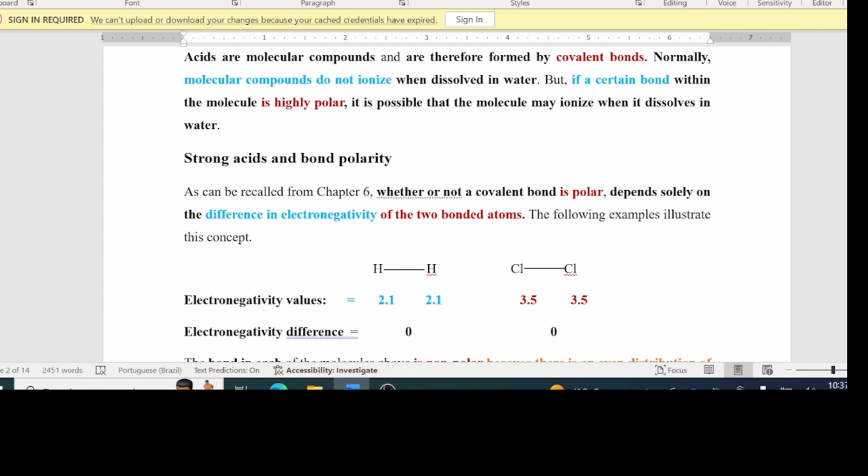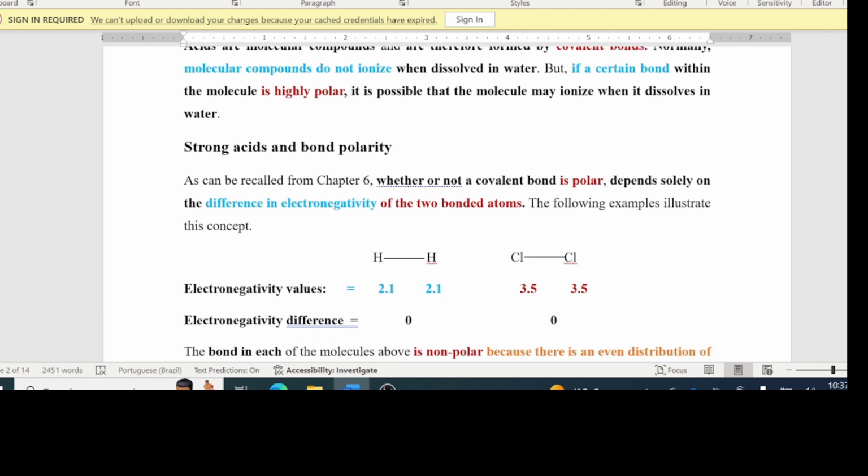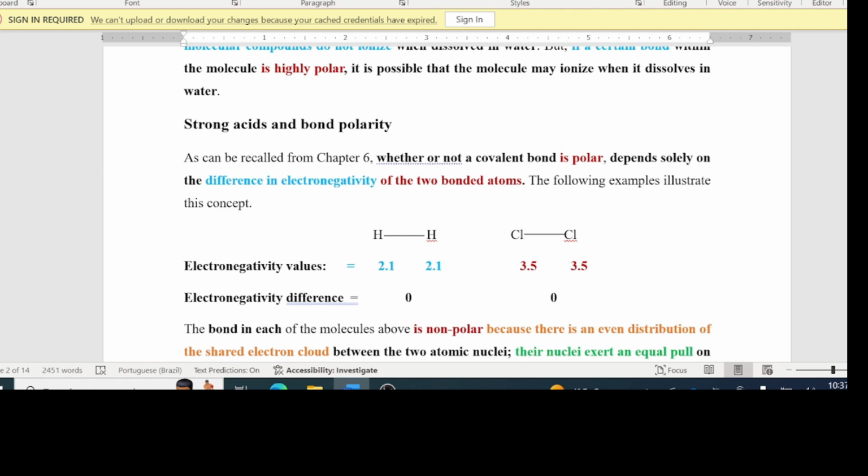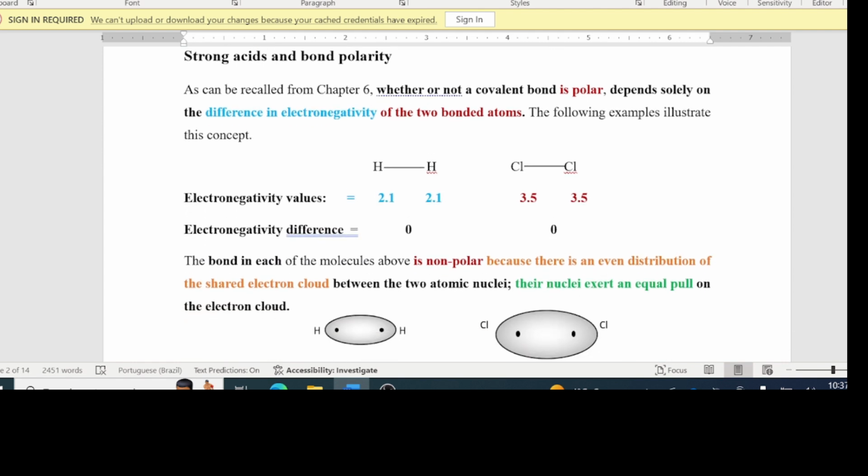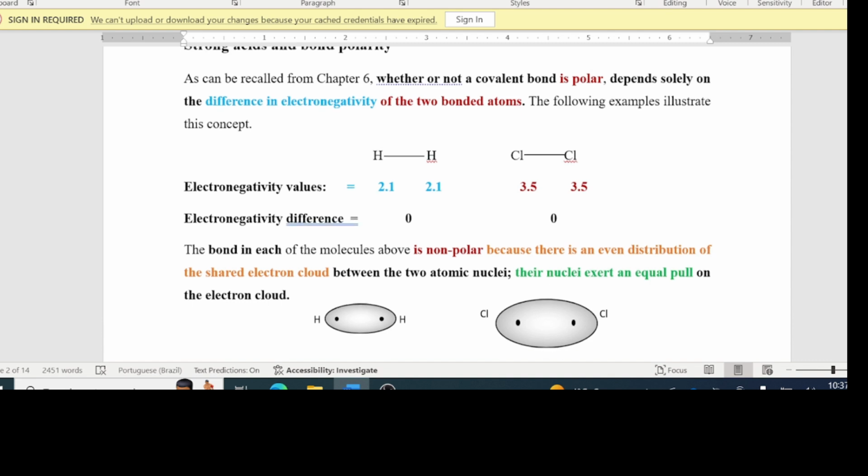As can be recalled from previous lessons, whether or not a covalent bond is polar depends solely on the electronegativity difference between the two bonded atoms. Now we're showing you two molecules here. We have done this already when we did bonding. Nothing is wrong to repeat this.